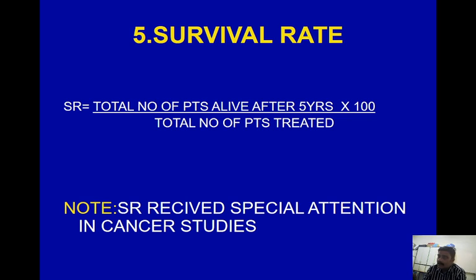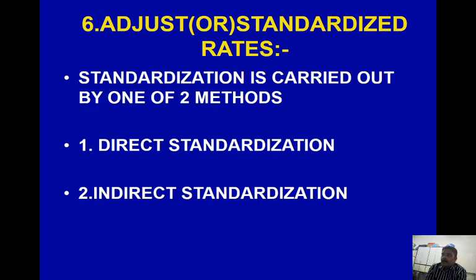So the higher the survival rate among cancer patients, the better your healthcare system. So it has now received a lot of importance and attention in cancer related studies and cancer care itself. Now, adjusted or standardized: this is something you should pay a bit of attention to, because you're standardizing the mortality rates by one or two different methods. There is direct standardization, and there is indirect standardization.